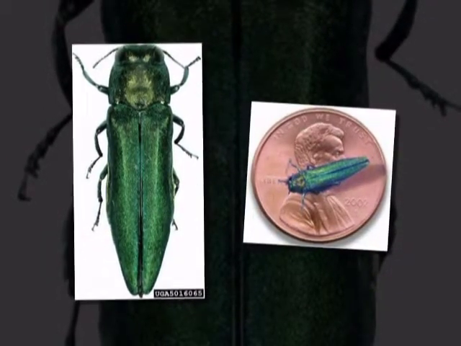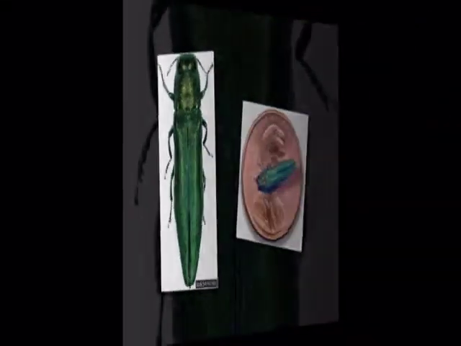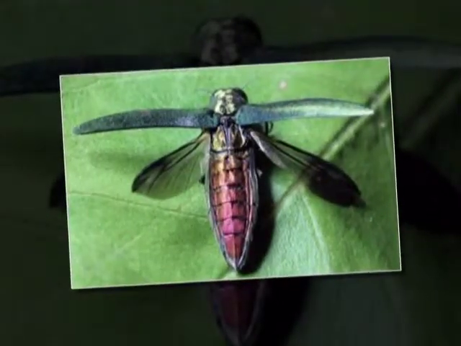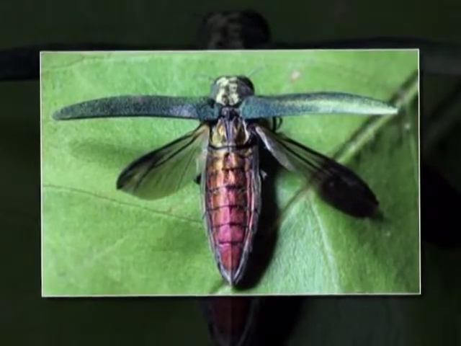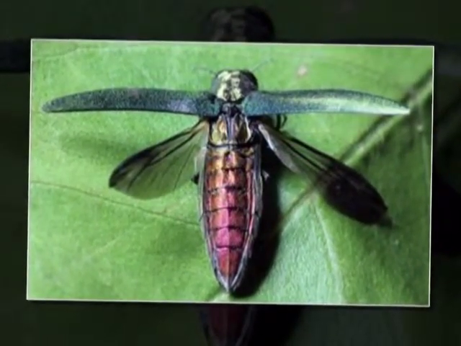So the emerald ash borer is a metallic wood-boring beetle in the Buprestidae family. And as you can see here, it's a small beetle. It's about a half an inch long, narrowly shaped, and it has this brilliantly colored metallic green elytra and this metallic red copper abdomen, and it's just unlike any other Agrilus species that we have here in Nebraska.